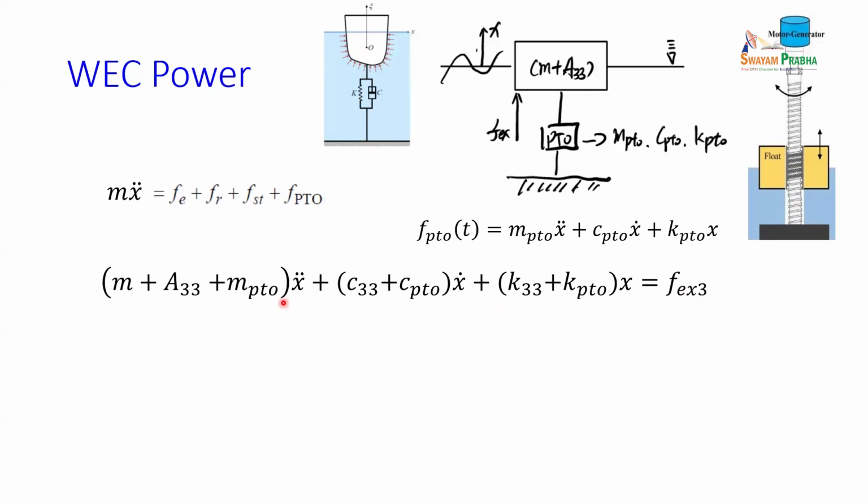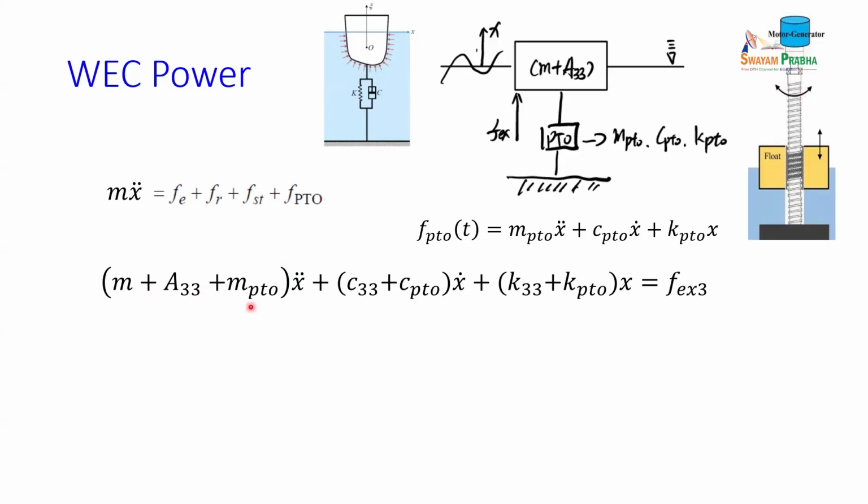Now for the mass, you have the physical mass here, and you have the added mass, right? We explain what the added mass means: the water surrounding the mass is moving, so there's energy or there's a force. Another thing is the PTO, there's mass here.